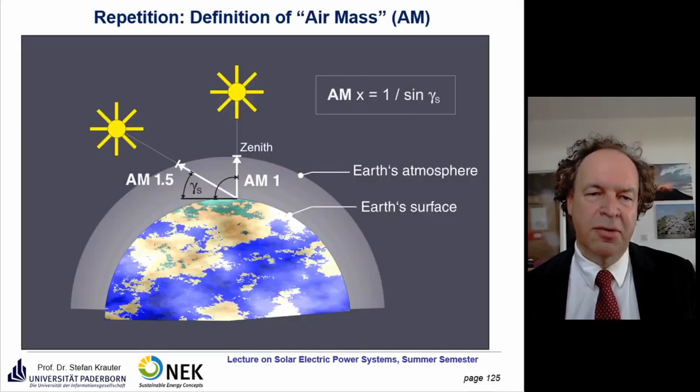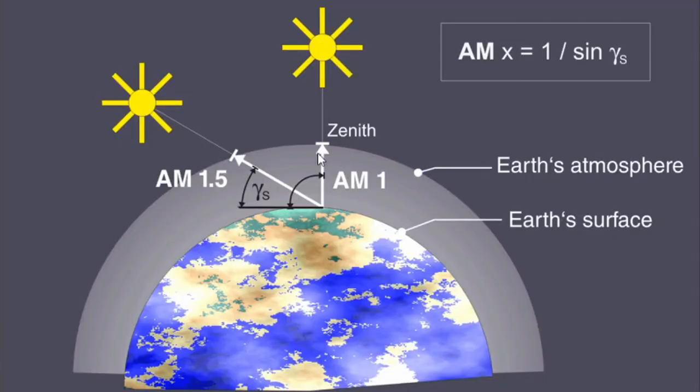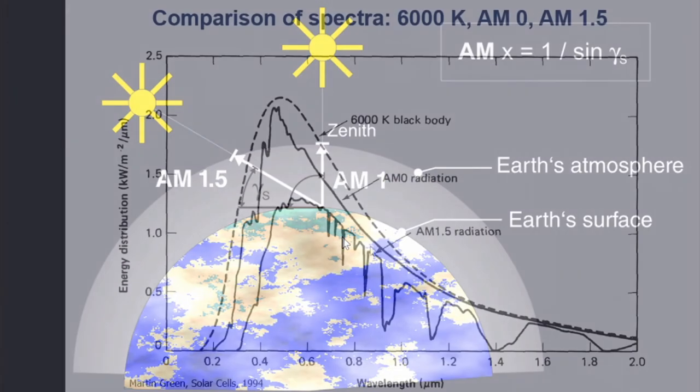Here again, just a repetition, the definition of the air mass. The shortest way is perpendicularly through the atmosphere. This is called AM1. If you have a certain elevation angle of the sun, gamma S, you have the formula 1 divided by the sine of gamma S. The standard test conditions is AM1.5, and this occurs usually at an elevation angle of the sun of about 42 degrees.